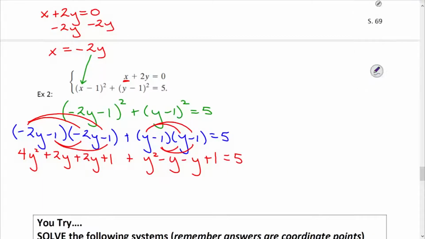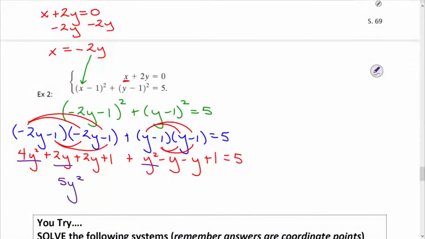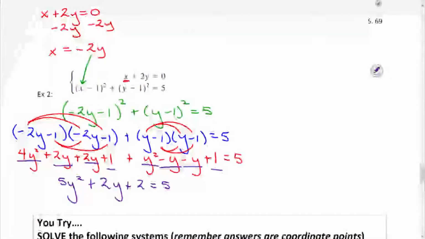So let's combine like terms. I have 4 y squareds and 1 more y squared, so I have 5 y squared. I have 2 y's and 2 more y's, that's 4 y's. But then I subtract 1, so I have 3 y's left, and then take away 1 more, and I have 2 y's left. So plus 2y, and then 1 plus 1 equals 2 equals 5.